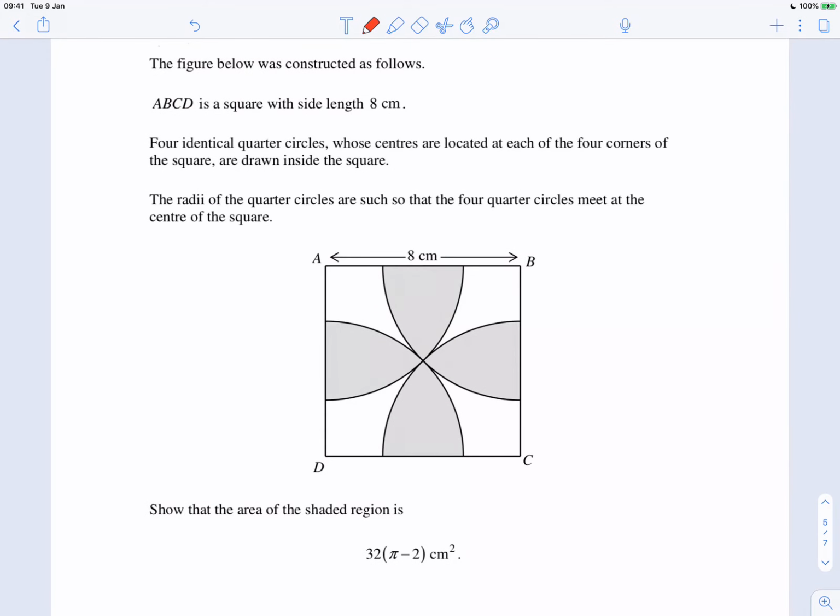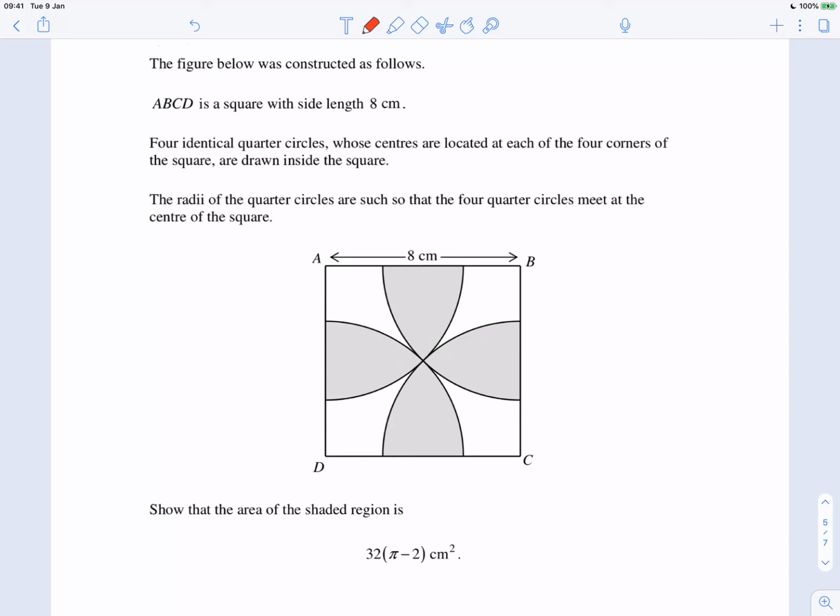Okay, another geometric problem. If you want to pause the video and give it a go yourself. Okay, the figure below was constructed as follows. ABCD is a square with side length of 8 and 4 identical quarter circles whose centres are located at each of the 4 corners of the square are drawn inside the square. The radii of the quarter circles are such that the 4 quarter circles meet at the centre of the square. Show that the area of the shaded region is that.